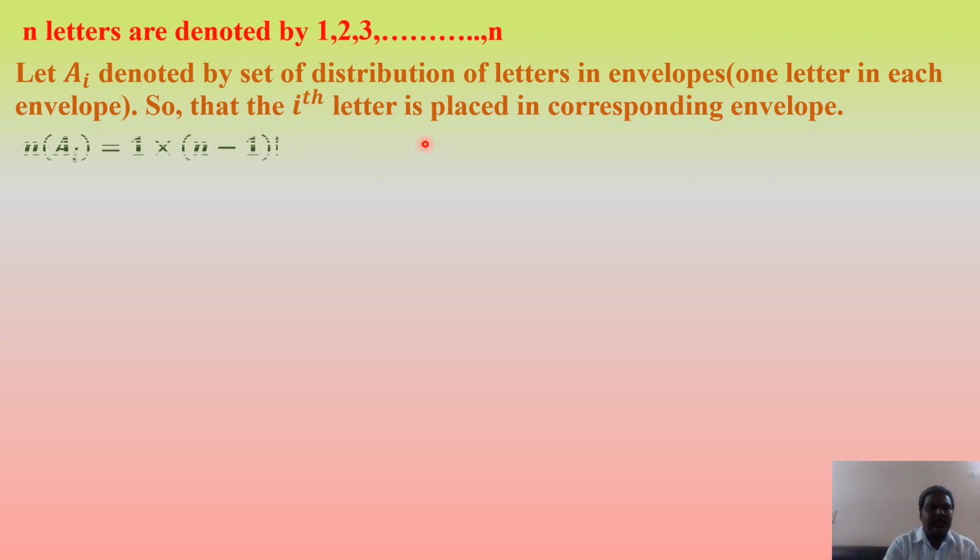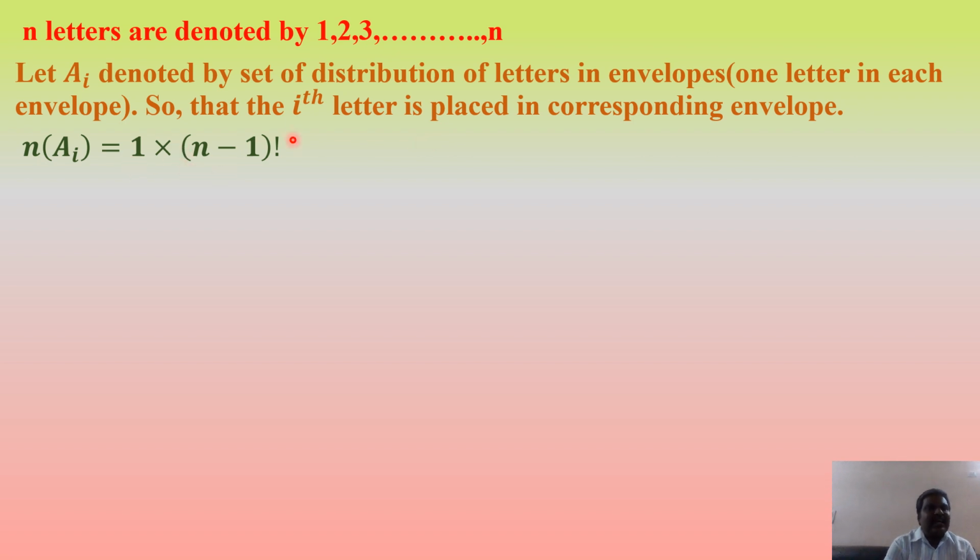Okay. Now, what is n of Ai? My first question is, the number of elements in that set Ai is what? So, what is my set here? In each and every possibility, my ith letter goes to the correct address. How many ways does it go to the correct address? Only one way. Letter i has one corresponding envelope, so it goes in only one way.